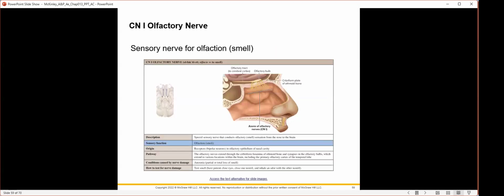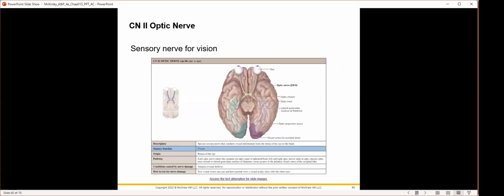We'll start with cranial nerve number 1. This is your olfactory nerve. It is primarily a sensory nerve, and it functions for your sense of smell. Cranial nerve number 2. This is going to be our optic nerve, and we can kind of see them coming from the eye in this picture, crossing over each other, forming the optic chiasm. They are a sensory nerve as well for vision.